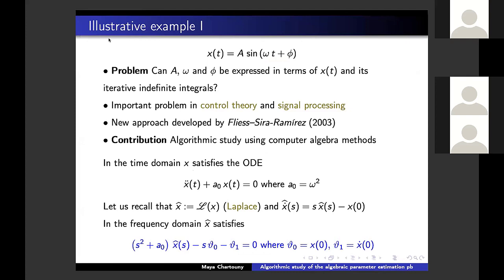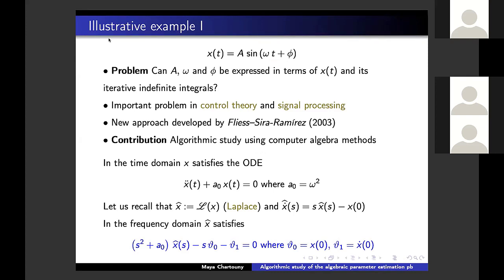Let me first begin by giving a simple example. If we consider that you have a sinusoidal signal, which is a times sin of omega t plus phi, the question here is, can the amplitude, the phase, and the frequency be expressed in terms of x of t and its iterative indefinite integrals?